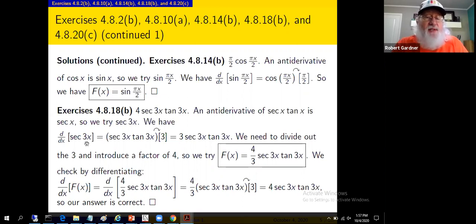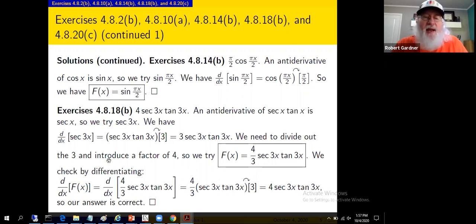When we differentiate secant 3x, derivative of secant is secant tangent. The inner stays the same, 3x. So far, so good. Chain rule will tell us to multiply by the derivative of the inner function. So you pick up a 3, and we get 3 secant 3x tangent 3x. That ain't what we want. Okay, we can still fix it. We've got the trig functions, we're just off by constant multiples. So we need to introduce a factor of 4, and we need to eliminate this factor of 3.